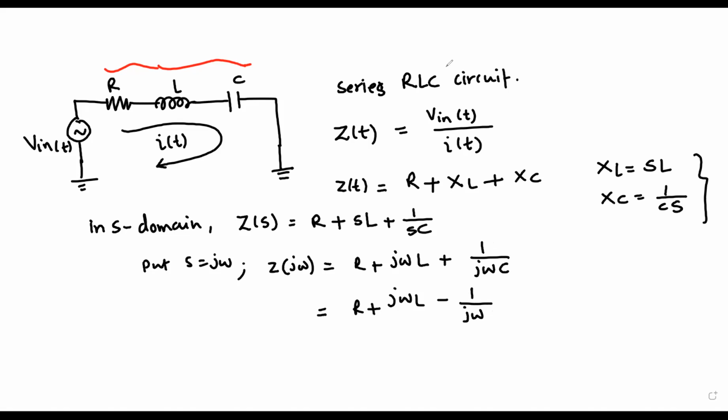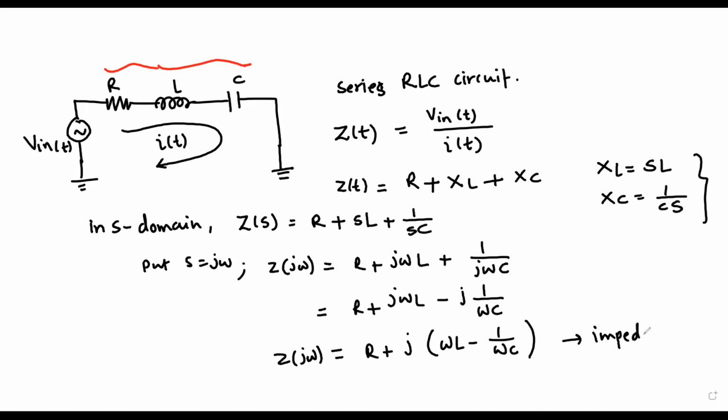Not really. It can be written as minus j times 1 over omega C. So 1 over j can be written as minus j here. And then we write R plus, we can take the j common, j times omega L minus 1 by omega C. Fine. So we have this expression for Z of j omega, that is our impedance of the series RLC circuit.